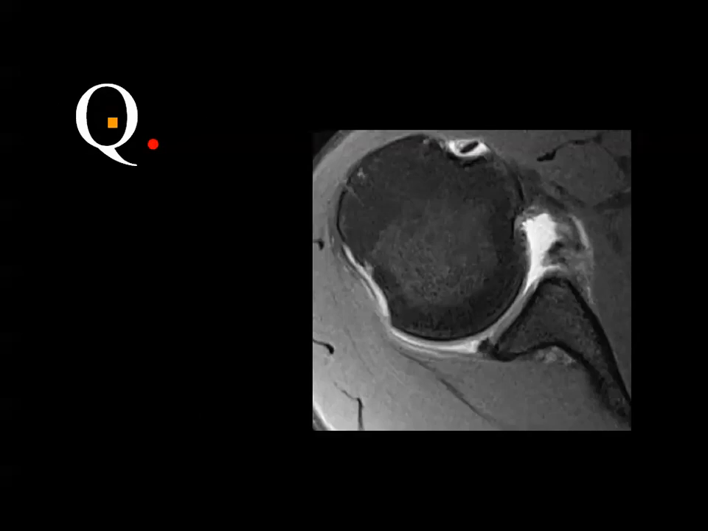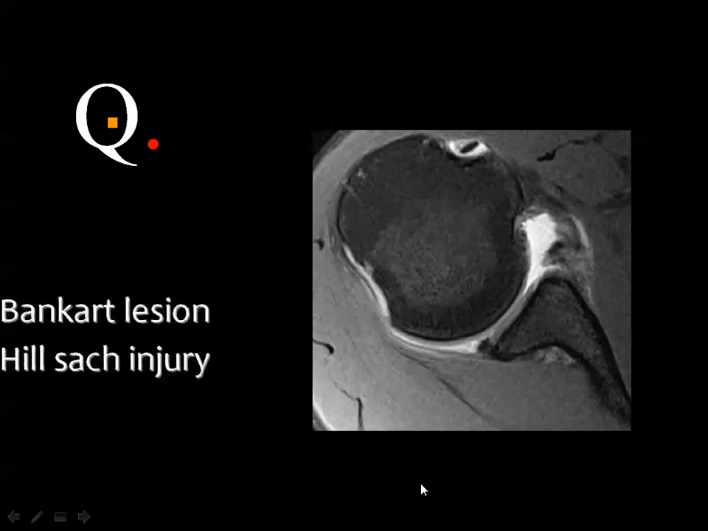MRI of the shoulder, axial image. There is disruption of the anterior labrum compared to the posterior one. There is a groove defect in the posterolateral aspect of the humeral head, and there is also joint effusion, and the effusion is surrounding the biceps tendon in the groove.